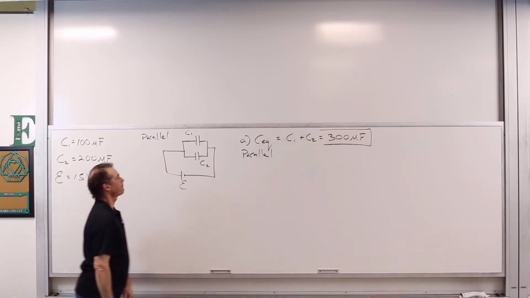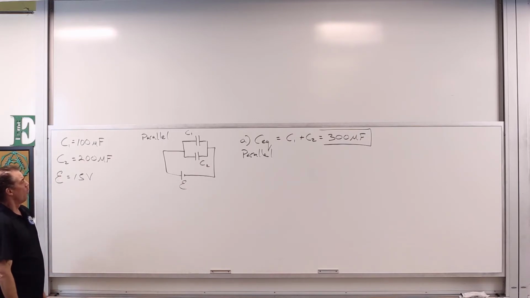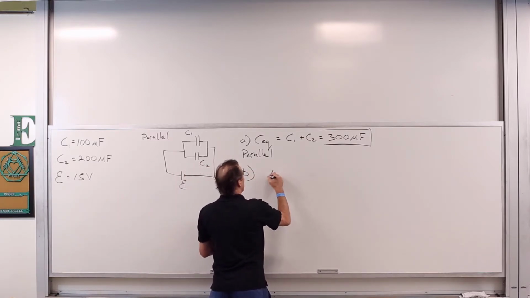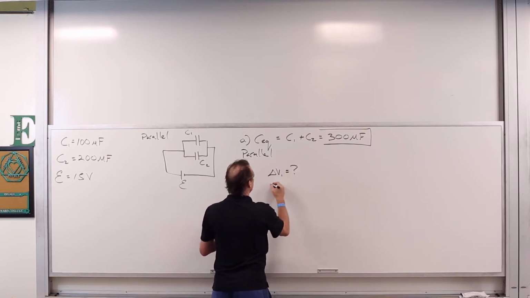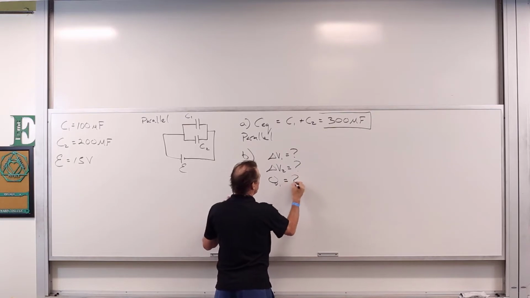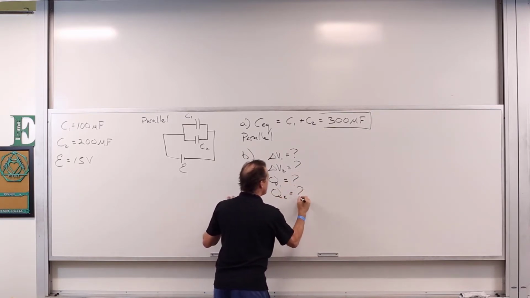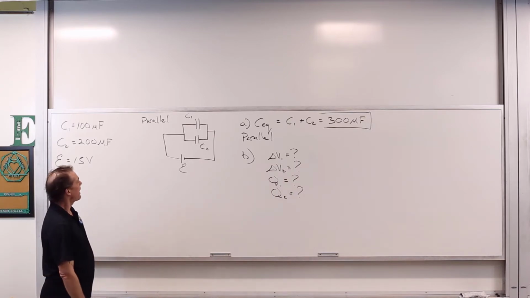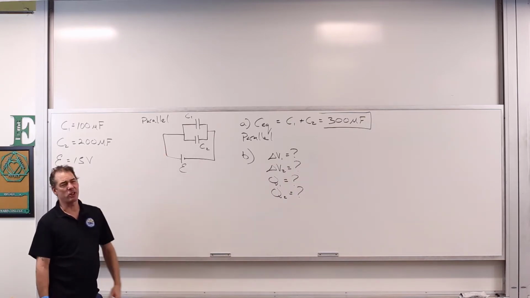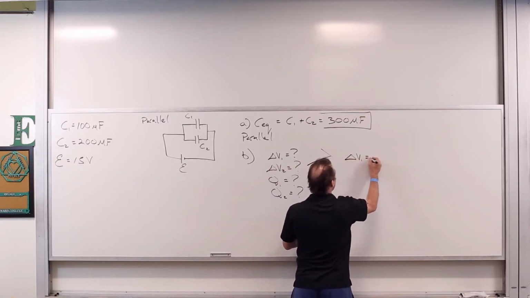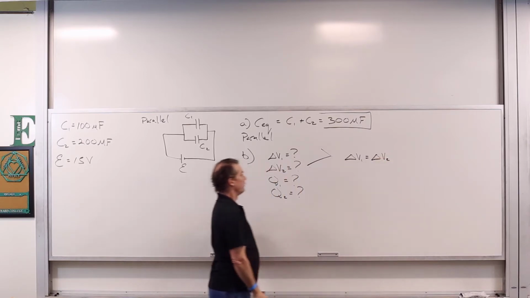Super simple, right? All right, part B, we want to know what is the charge stored and the potential difference across the plates of each capacitor. So part B, we want to know a delta V1 is equal to, a delta V2 is equal to, a Q1 is equal to, and a Q2 is equal to. Those are all the things that we want to know. And what do we know since these capacitors are in parallel? The potential difference across the plates has to be the same. We must have, because of parallel, that delta V1 is equal to delta V2.